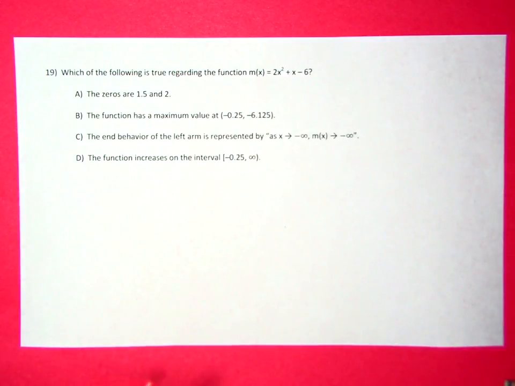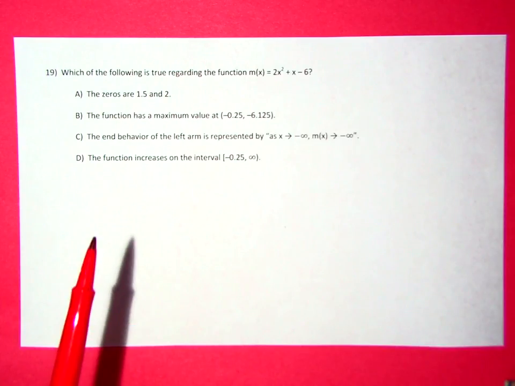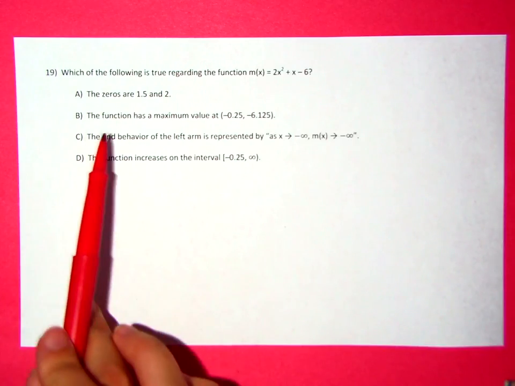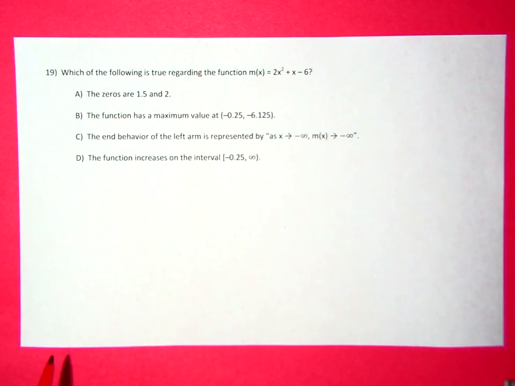Number 19 says, which of the following is true regarding the function m of x equals 2x squared plus x minus 6? What we're going to have to do is go through each of these answer choices to figure out which one is going to be the correct or accurate answer. The first one says the zeros are 1.5 and 2.